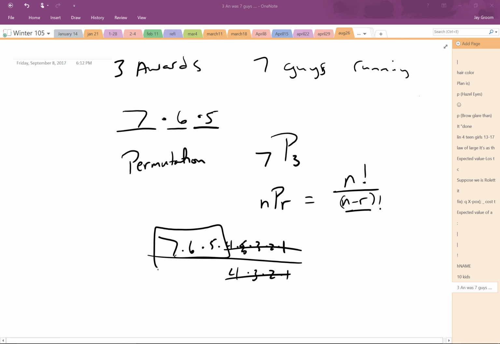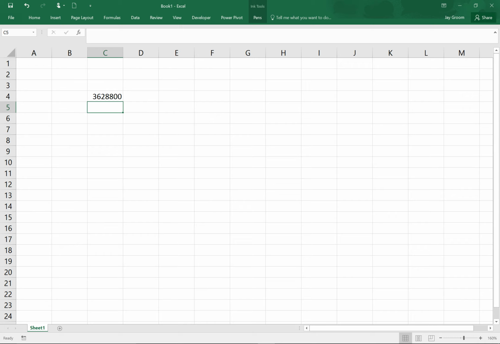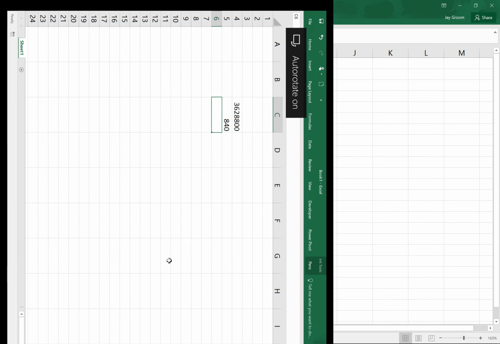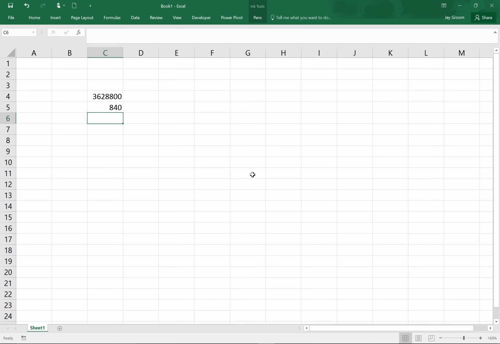Okay. Now again, Excel can pull that off too. What you're going to want to do is go equals permut. I will say this, that for instance, there's 840 ways those people can finish the race in the orders of 1, 2, and 3. That doesn't mean they're all equally likely.